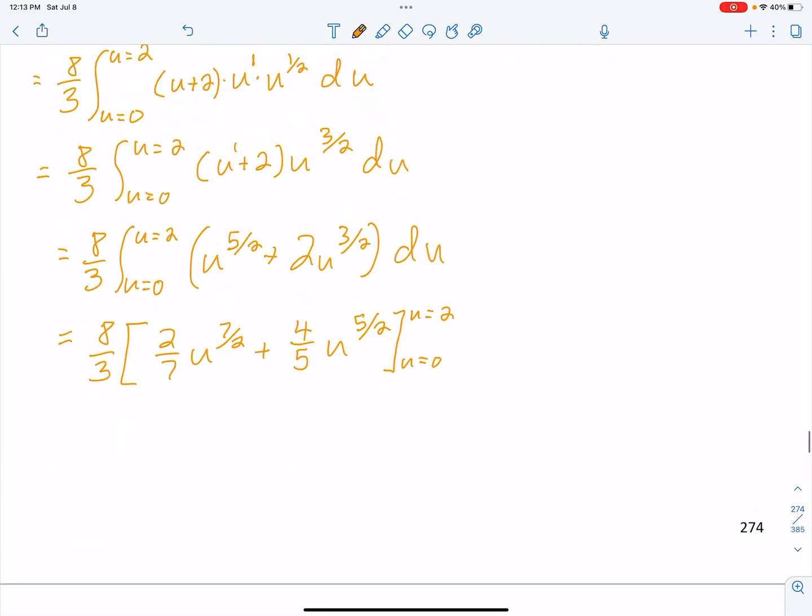We're not going to get a clean answer here, so this will be our answer. I'm not going to simplify anything because nothing's really going to get better. It's still going to look gross. This would be something I'd just plug into my calculator if I really needed the number. So that's plugging in 2. And then I would minus plugging in zero, but that just zeroes everything out. So there's my answer.